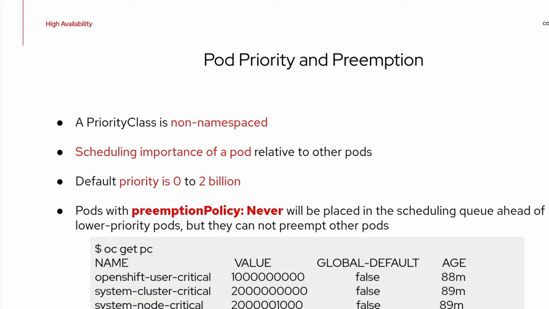By default in OpenShift we have 3 priority classes, and you can also have one global default priority class in the cluster, which means if the pod doesn't specify a priority class, this default priority class will be used.